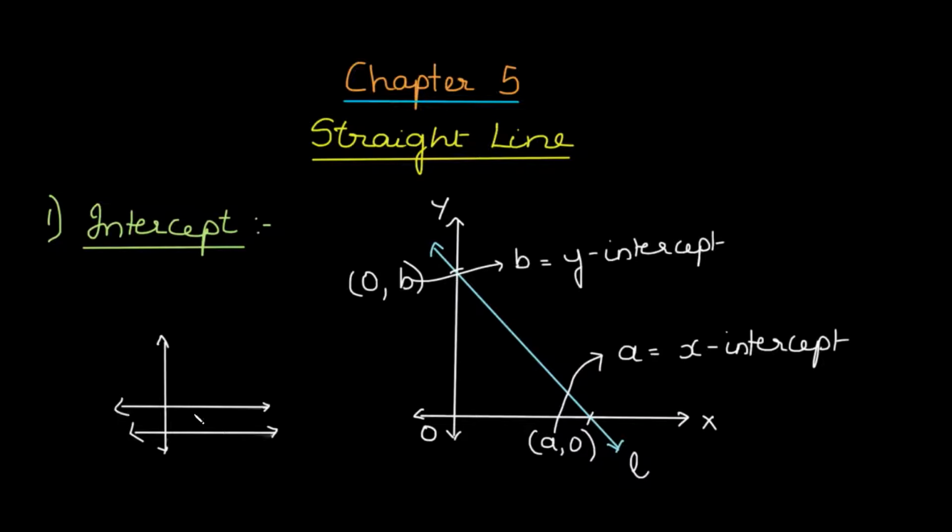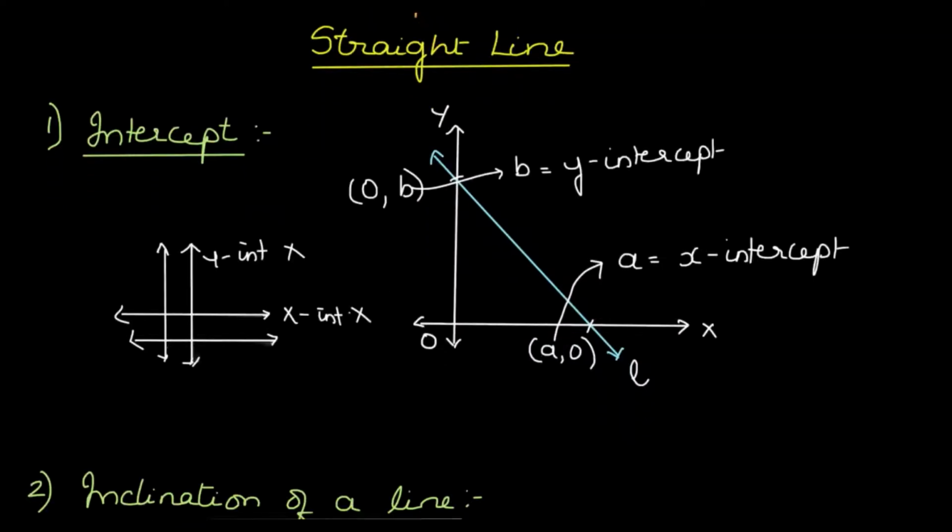Where does it meet the x-axis? It does not meet the x-axis at all. So this line has no x-intercept. Similarly, if we draw a line which is parallel to the y-axis, naturally that line does not meet the y-axis anywhere, and therefore this particular line does not have a y-intercept. So a line parallel to the x-axis does not have an x-intercept. Similarly, a line parallel to the y-axis does not have a y-intercept. So that is regarding the intercepts of a line.